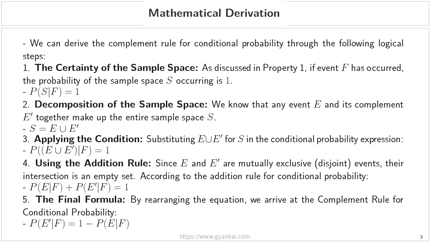Finally, we reach our destination, the final formula. By simply using basic algebra to rearrange the equation, subtracting the probability of E given F from both sides, we arrive at the complement rule for conditional probability. This is written as the probability of E prime given F equals 1 minus the probability of E given F.